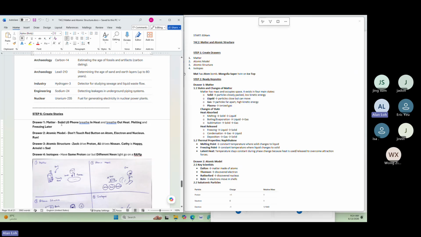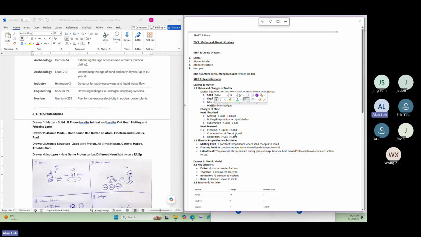So what does it mean? Solid LG phone is talking about the states of matter. You have solid, liquid as L, G as gas, then you have plasma as phone. So solid LG phone. Breathe in heat and breathe out heat. Okay, for human, we breathe in oxygen and breathe out carbon dioxide.